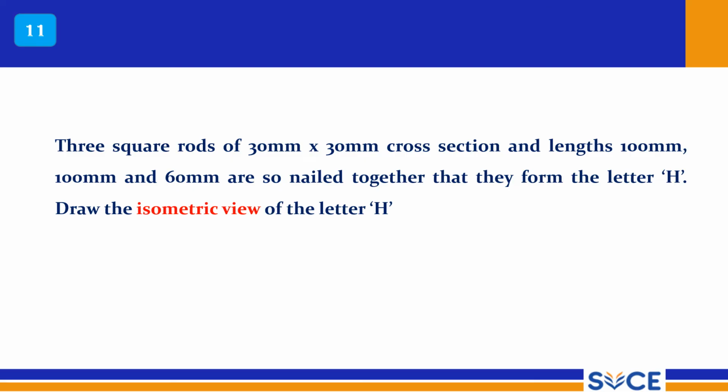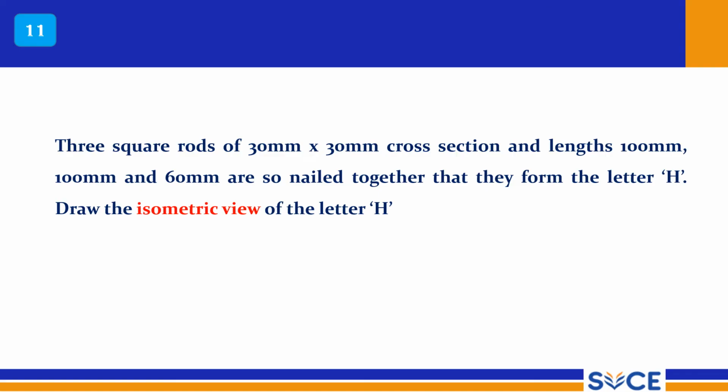So problem number 11: 3 square rods of 30 by 30 cross section. The cross section is given as 30 by 30, and you have 3 square rods of lengths 100 mm, 100 mm and 60 mm. So 2 square rods with 100 mm length and 1 square rod of 60 mm are nailed together so that they form the letter H, right? The horizontal member can be 60 mm length with the same cross section, and 2 vertical members with 100 mm length and the same cross section. So draw the isometric view of the letter H.